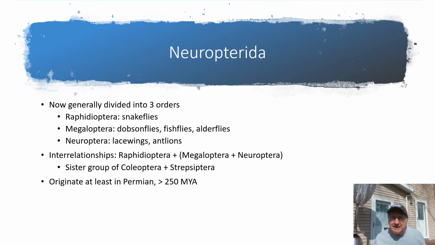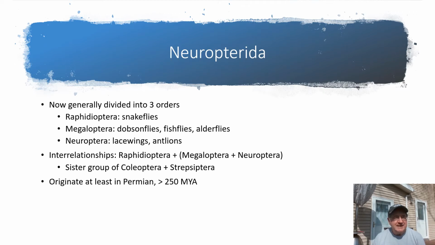In terms of the interrelationships among those orders, that seems to be pretty straightforward. First of all, Neuropterida is a monophyletic group. Then, of the 3, the 2 that are most closely related are the Megaloptera and the Neuroptera, and the Raphidioptera being the 3rd group on the outside. Neuropterids are generally considered to be the sister group of Coleoptera plus the Strepsiptera. And so once we get done with this video, that's going to be the subject of the next one. I'll move on to them.